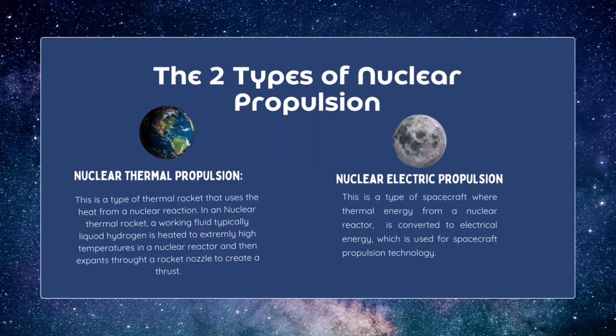The two types of nuclear propulsions. Nuclear thermal propulsion. This is a type of thermal rocket that uses the heat from a nuclear reaction. In a nuclear thermal rocket, a working fluid, typically liquid hydrogen, is heated to extremely high temperatures in a nuclear reactor and then expands through a rocket nozzle to create thrust, which will be elaborated more in the next slide. Nuclear electric propulsion. This is a type of spacecraft where thermal energy from a nuclear reactor is converted to electrical energy, which is used for spacecraft propulsion technology.